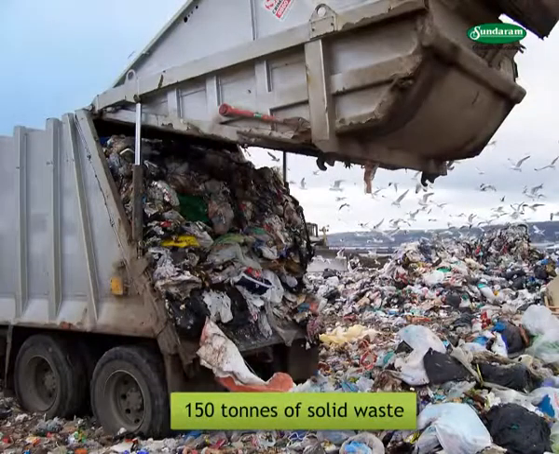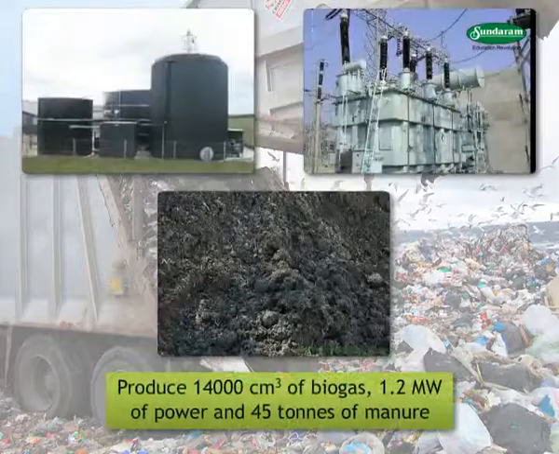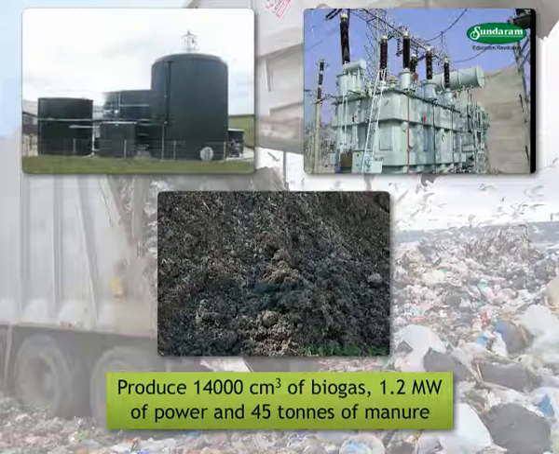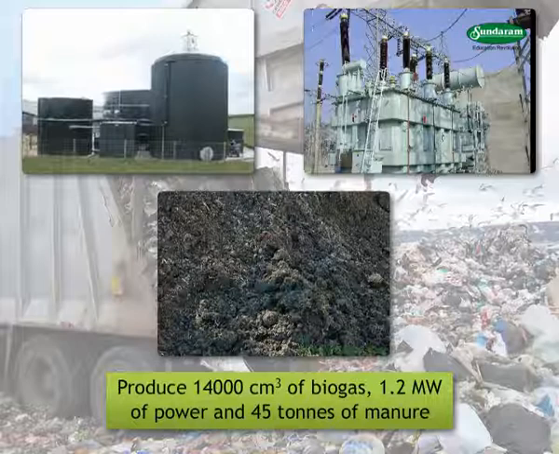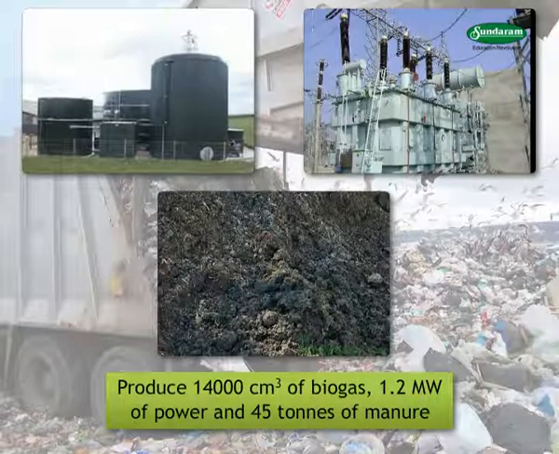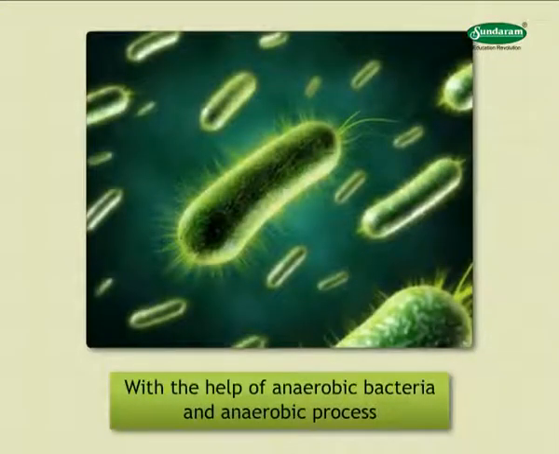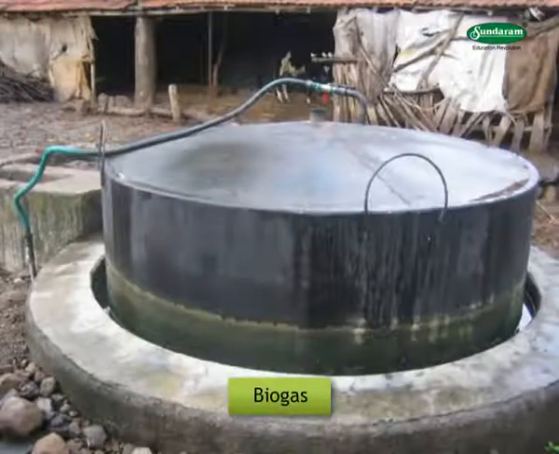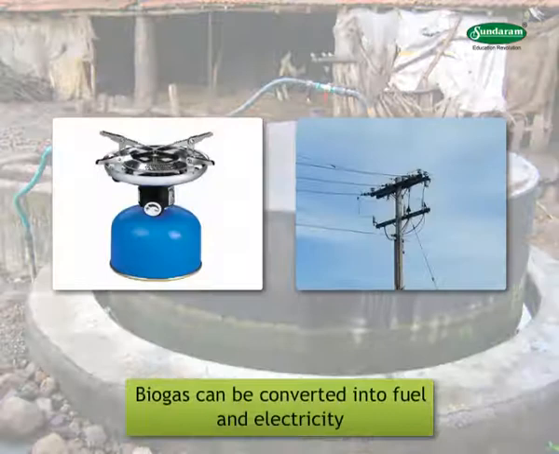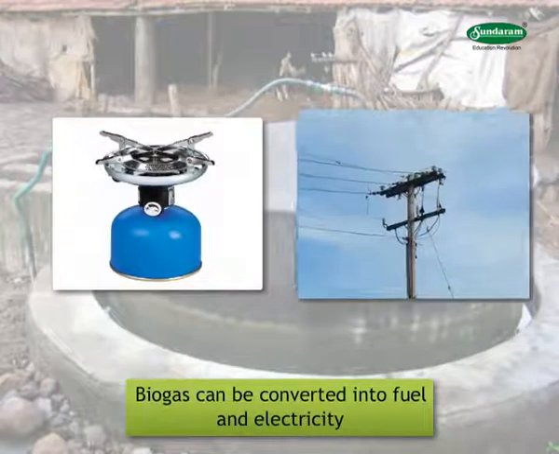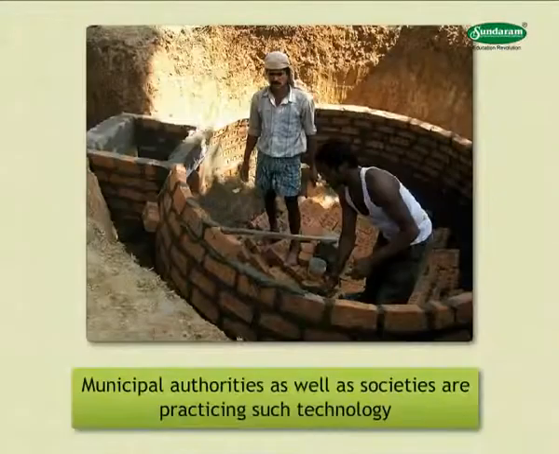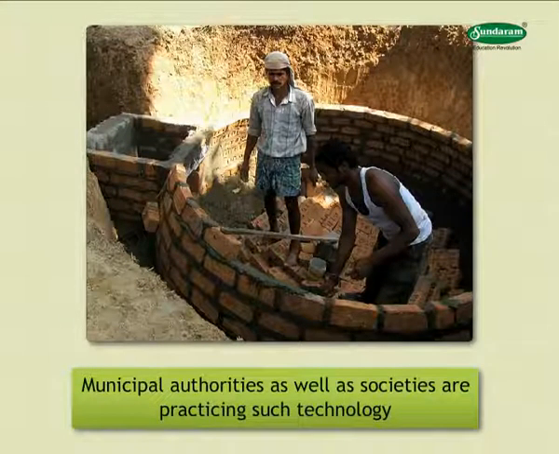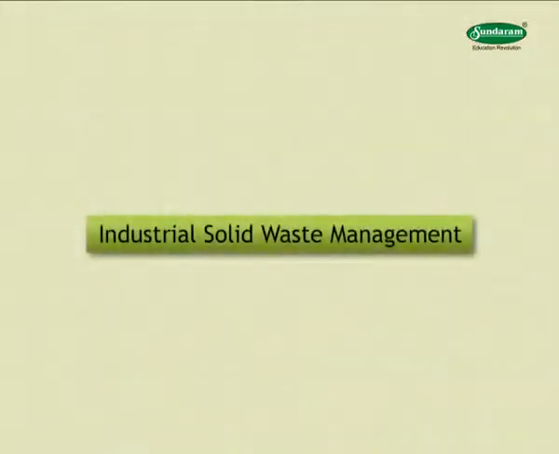About 150 tons of solid waste and 45 tons of manure can produce 14,000 cubic centimeter of biogas, which can generate 1.2 megawatt of power. With the help of anaerobic bacteria and anaerobic process, we can generate biogas. This biogas can be converted into fuel and electricity. Many municipal authorities as well as societies are practicing such technology.